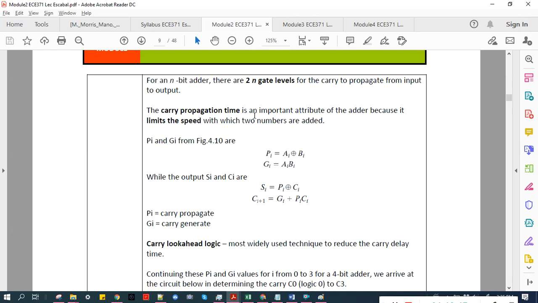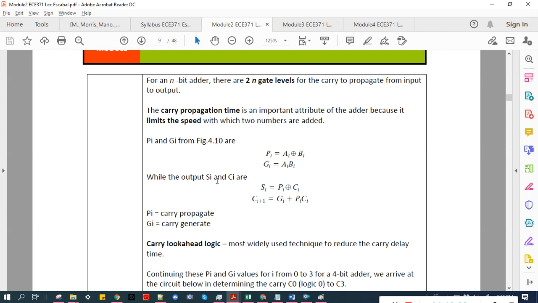The carry propagation time is an important attribute of the adder because it limits the speed with which two numbers are added. Pi and Gi, P sub i and G sub i from figure 4.10, are: Pi is equal to A exclusive OR B, and Gi is equal to AB. So we just replaced the sum and carry with P and G. P corresponds to the sum, G corresponds to the carry.